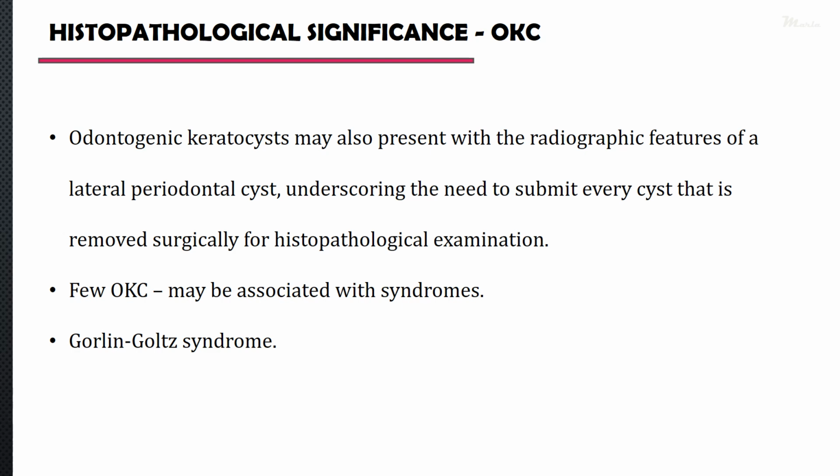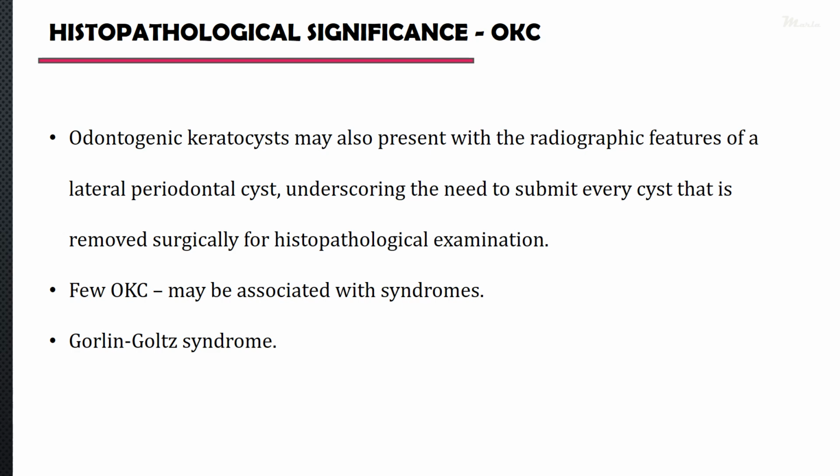Odontogenic keratocysts may also present with radiographic features of a lateral periodontal cyst. As discussed before, initial cases of odontogenic keratocyst may reveal a unilocular radiolucency. In such instances, if the radiolucency is present in between the roots, it may be confused with a lateral periodontal cyst. The lateral periodontal cyst does not have the same aggressive growth potential of odontogenic keratocyst.